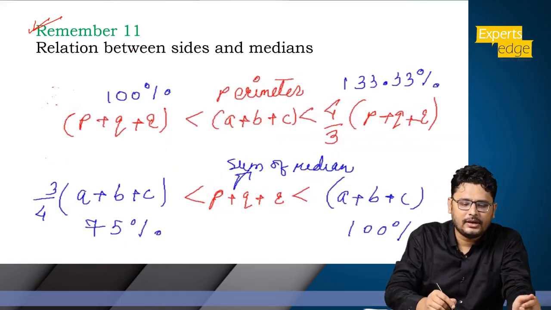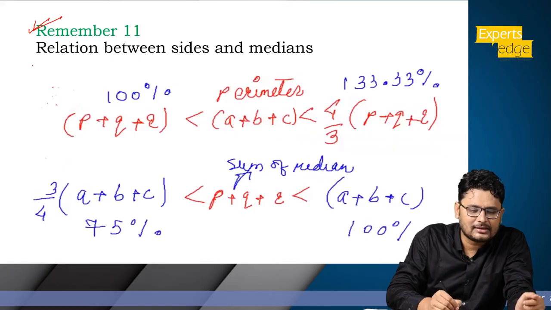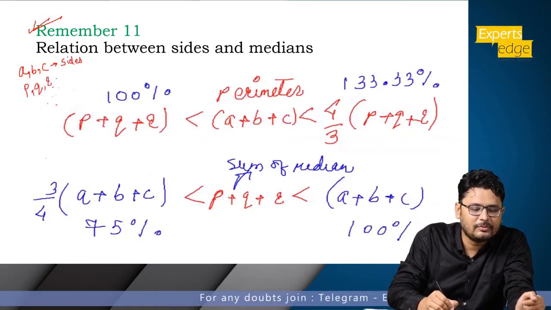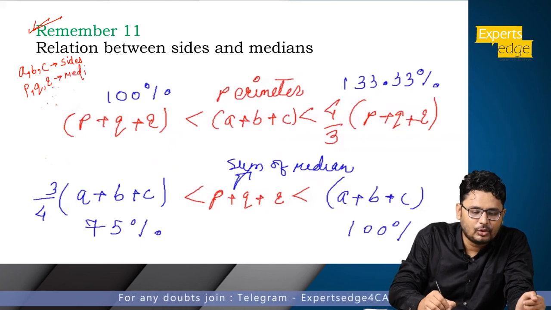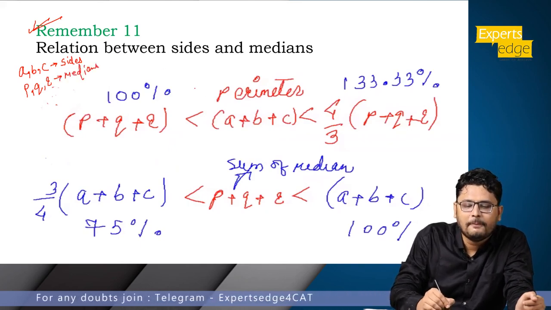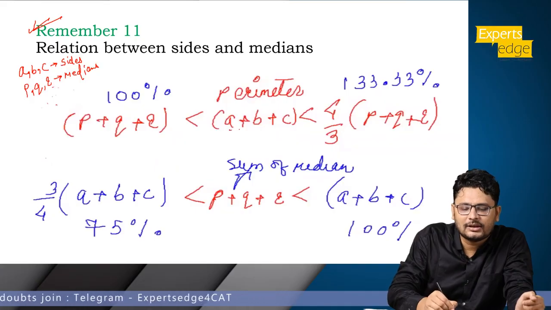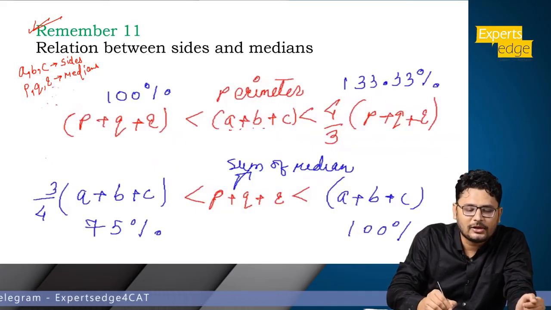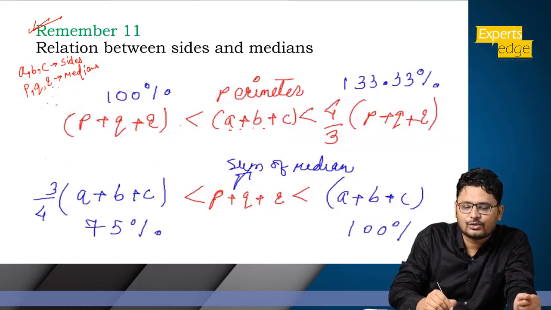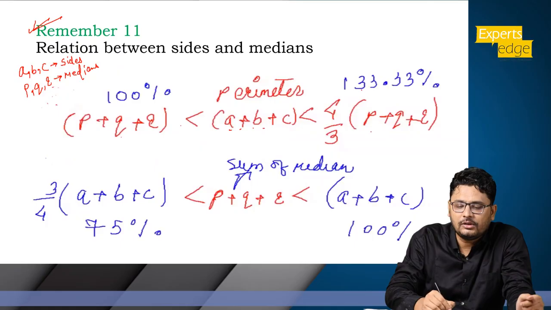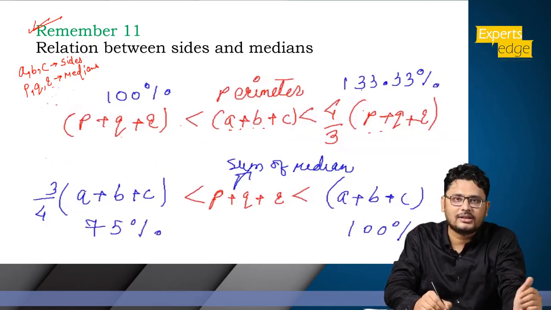So if ABC are the sides, A, B, C, they are sides, and P, Q, R is nothing but the length of the medians. ठीक है. So दो inequality आपको याद रखनी है. पहली perimeter. Perimeter is the sum of the sides, that is A plus B plus C. It lies between what? Sum of the medians is the lowest value, इससे ज्यादा, and it has to be less than 4/3 of sum of the medians, right? So that means in percentage 100% से 133.